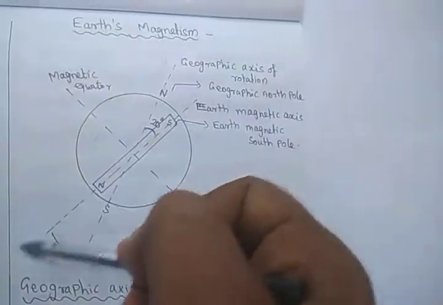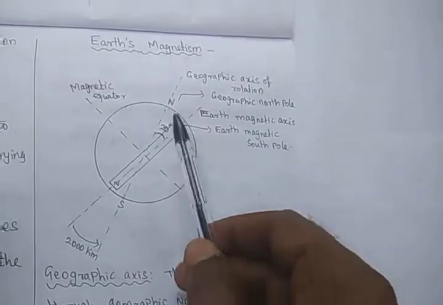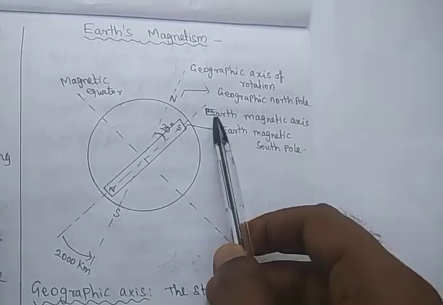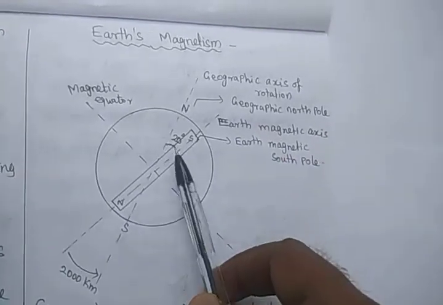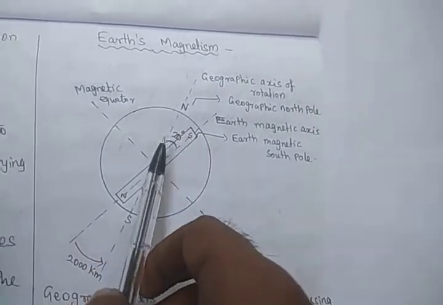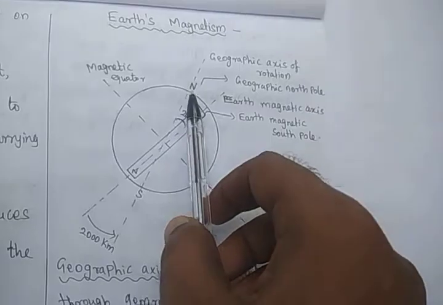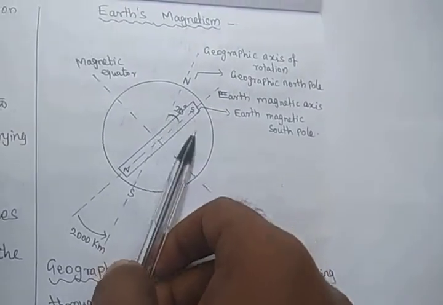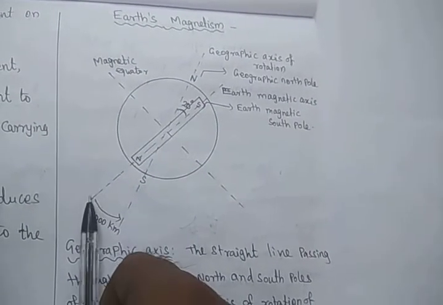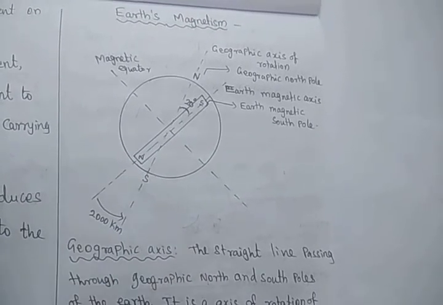So this axis is called the magnetic axis. This axis is called the geographic axis. The angle between the Earth's magnetic axis and the geographic axis is a 20-degree difference. In kilometers, it means the magnetic axis is about 2000 kilometers away from the geographic axis. So the geographic axis and the Earth's magnetic axis differ by an angle of 20 degrees.